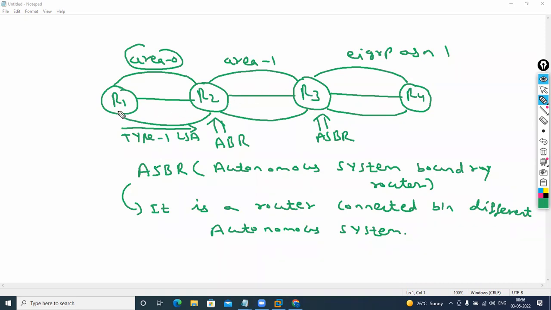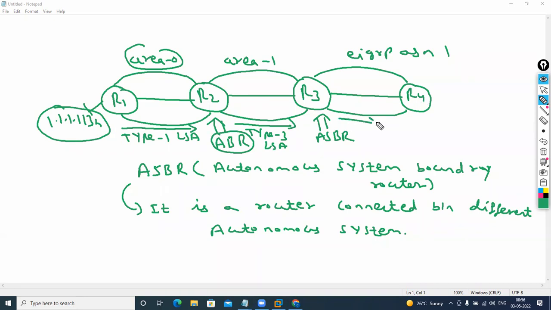Now how will R3 be able to know about this network? The ABR's responsibility is to convert this type 1 LSA into a type 3 LSA. Who will generate this LSA? ABR. What is the flooding scope? In between two different areas. Now till R3 it has reached. What about R4? Now it will generate a type 5 LSA. Who will generate this? ASBR. Flooding scope is between two different autonomous systems.